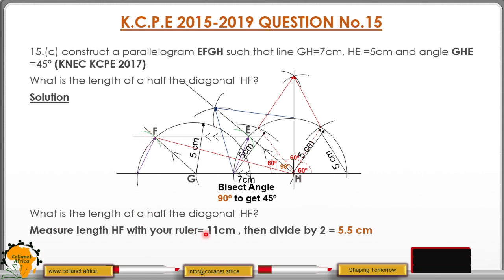But now when you measure, you get 11. Then divide by 2 because of this statement: a half the diagonal HF. So 5.5. So your correct answer is C, 5.5 centimeters.